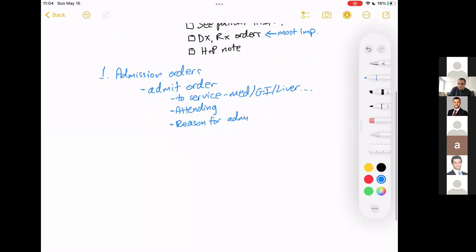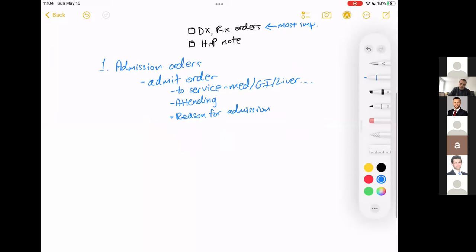Again, the reason for admission could be as simple as shortness of breath, or it could be more elaborate, something like pneumonia or UTI. And then one of the important things in the admission order, this might vary from hospital to hospital, but a lot of the time, I think it will be present. I think it's being dictated by Medicare or those bigger institutes. This has to be in the admit order.